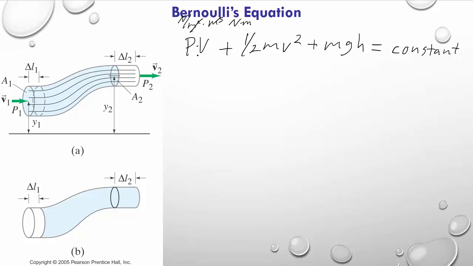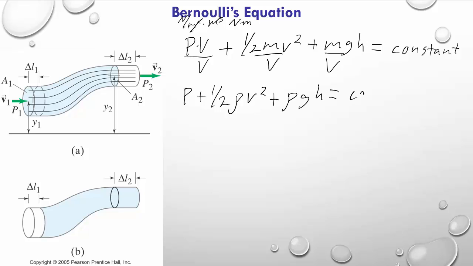So if we divide all of this out by volume, divide this guy by volume, and that guy by volume, and that guy by volume, that V goes away, and we end up with just pressure. And then mass over volume here is the density of the fluid, and mass over volume there is density as well. So this is equal to a constant because we divided everything. It's not the same constant, it's that constant over V, but it's still constant. So this is Bernoulli's equation right here.